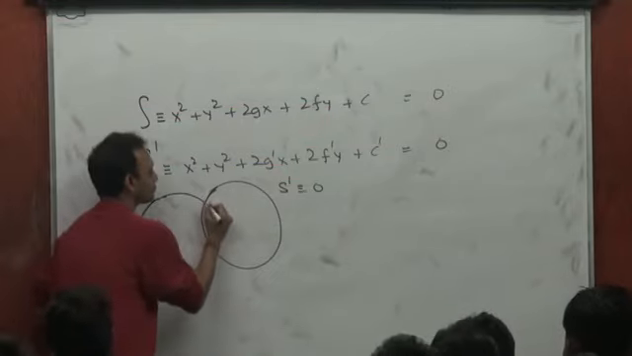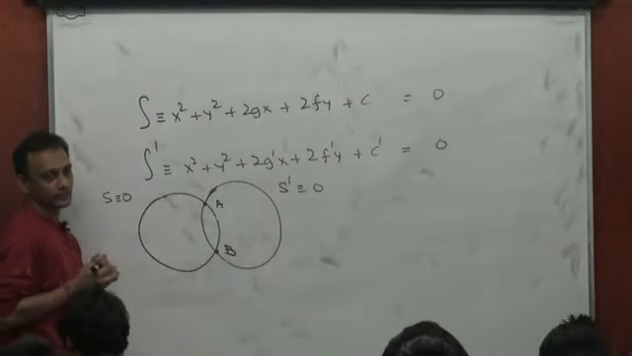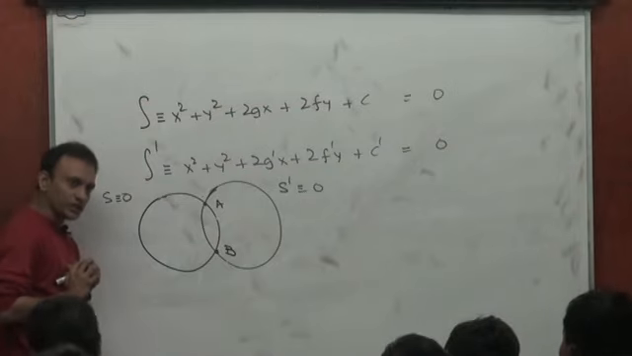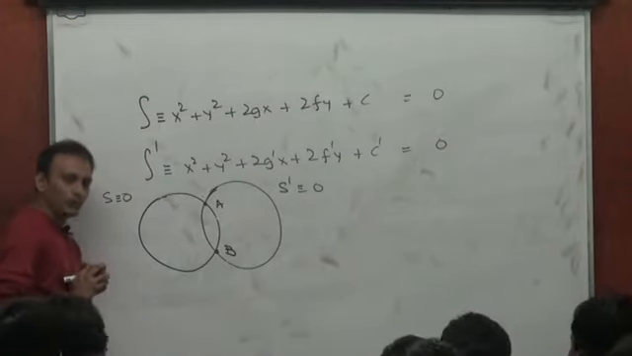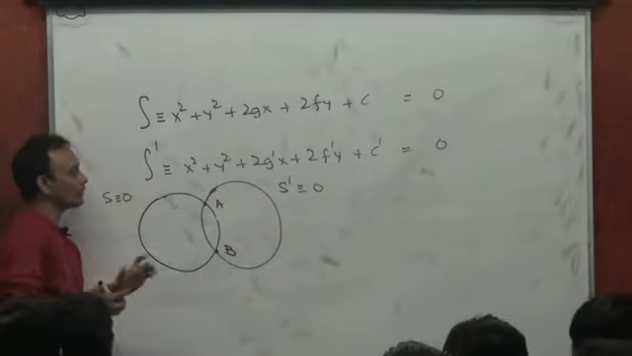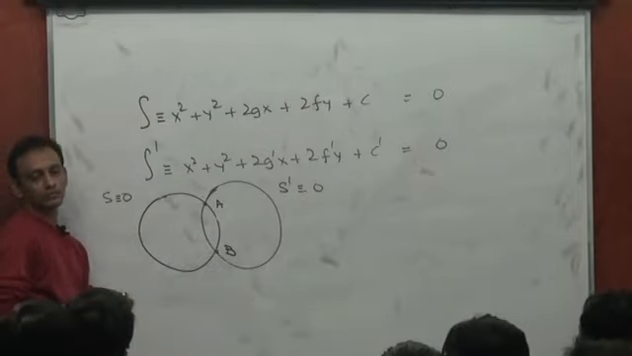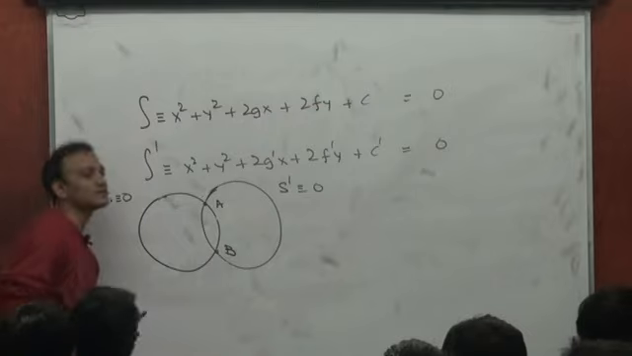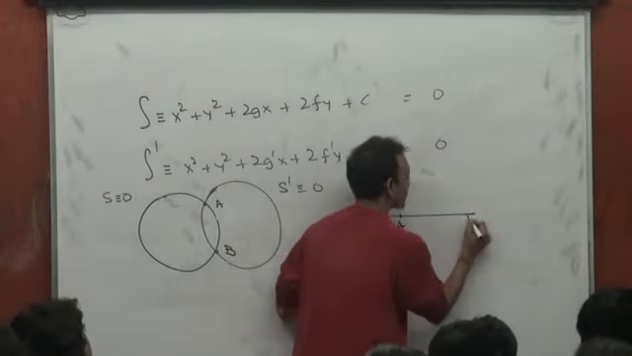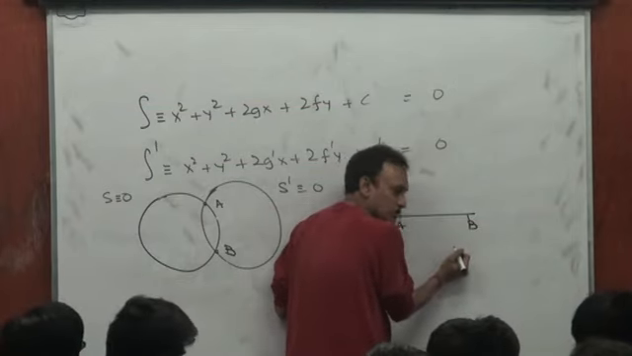So in general, A is one of the points of intersection, B is the other point of intersection. A lies on both the circles, and B is another point of intersection, which also lies on both. Given 2 points, how many circles will pass through them? Infinite, isn't it? If I just give you 2 points, A and B, how many circles will pass through these points?